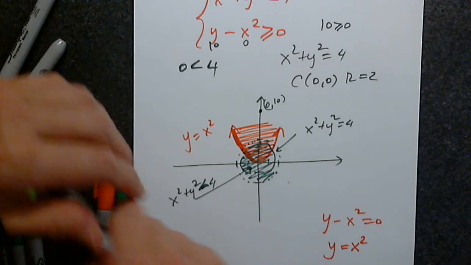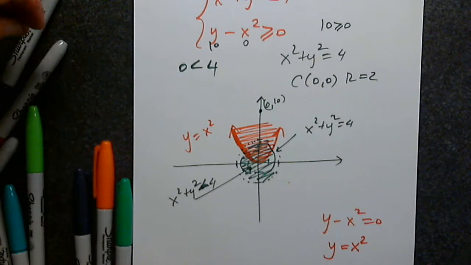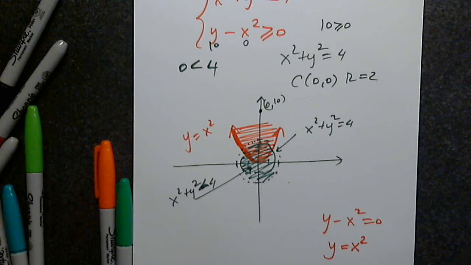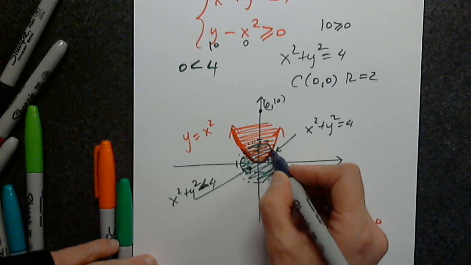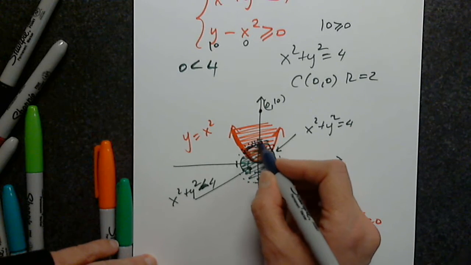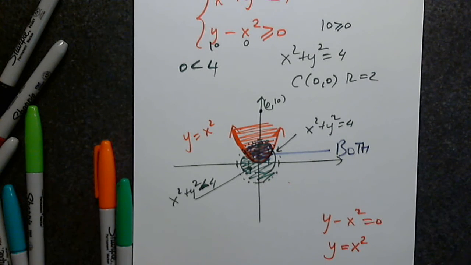So therefore, now I have to find the common territory, or the common domain if you want. So it's points on this, very, very close, but not including. So this is both.